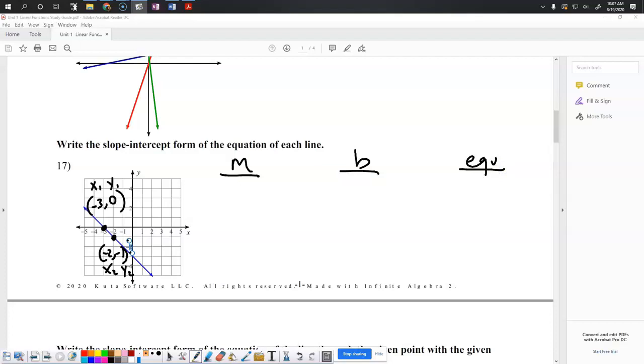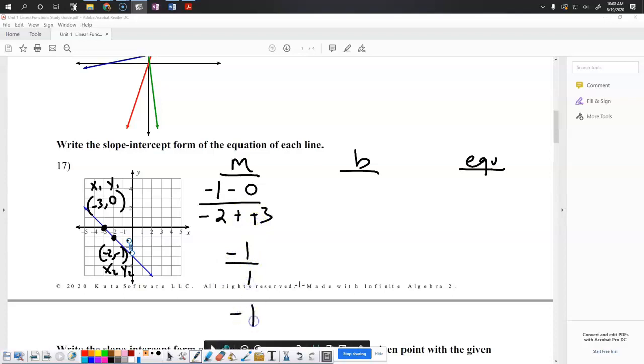To find your slope, you're going to do y2 minus y1 over x2 minus x1. Double negatives become positives, and so the slope is -1.